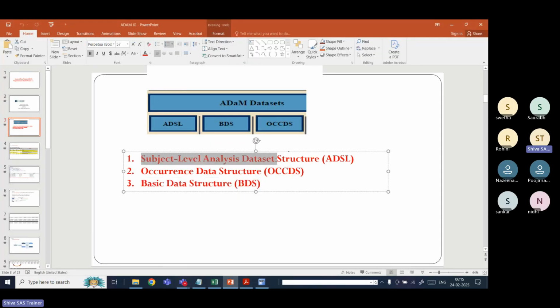So this has only one record, this has one or more than one record, this is more than one record, parameter wise, visit wise. This is a start date and end date. This is the basic start characteristics, treatment related, disposition and flag related information available in the ADSL.